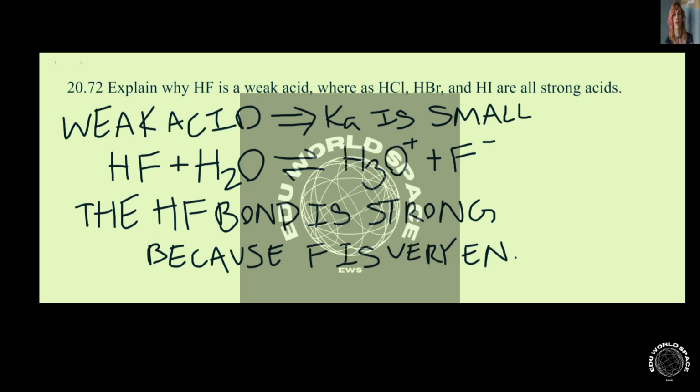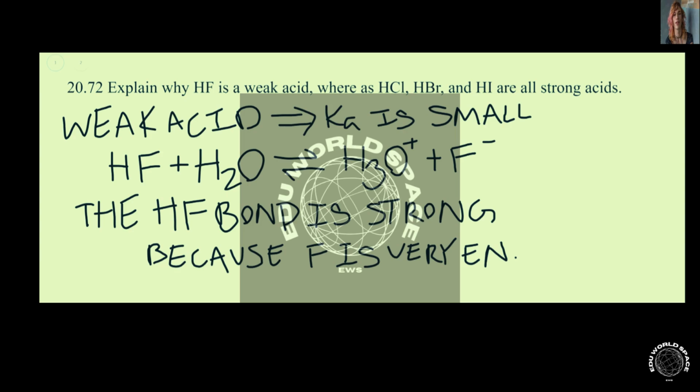So in this video, we're going to talk about question 72 from chapter 20, which says, explain why HF is a weak acid, whereas HCl, HBr, and HI are all strong acids. So a weak acid is an acid for which the Ka is small. And remember, the Ka is the equilibrium constant for the reaction of an acid with water to form H3O+ and the conjugate base. So in this case, the Ka is for HF + H2O forming H3O+ and F-.